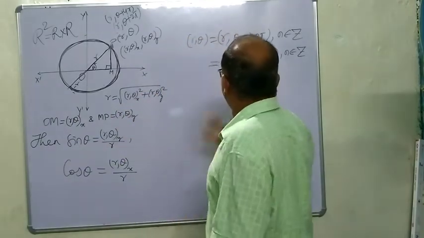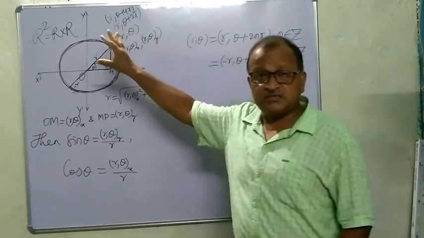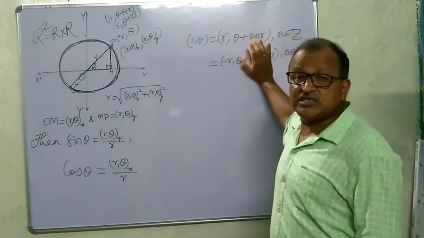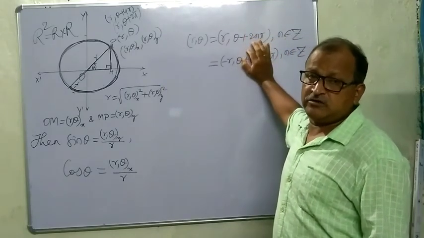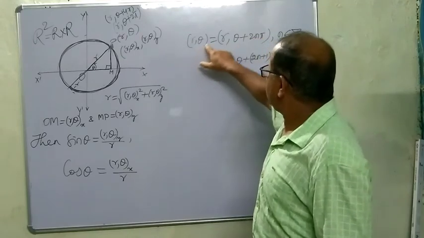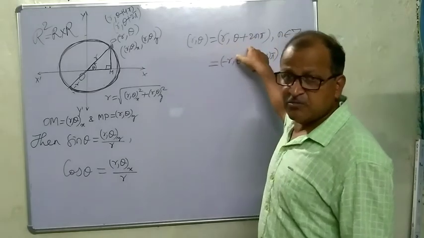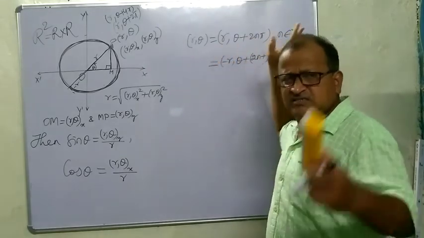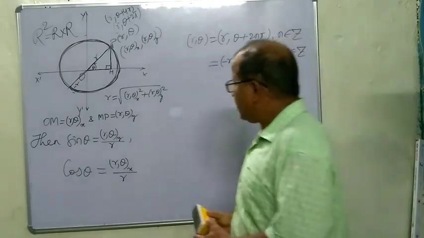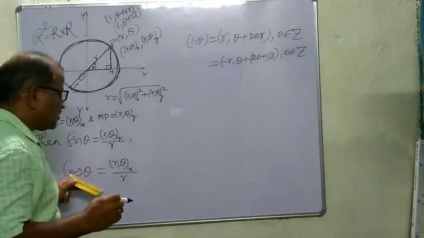Anyway, here the Cartesian coordinates are the same for a particular point, but the polar coordinates are of varying nature. r theta plus 2 pi means it may be r theta, r theta plus 2 pi, r theta plus 4 pi, 6 pi, 8 pi, like this. Here, sin theta is this, cos theta is this.